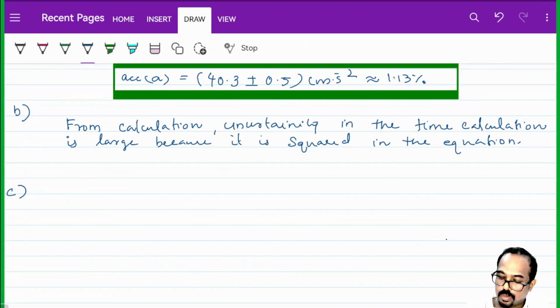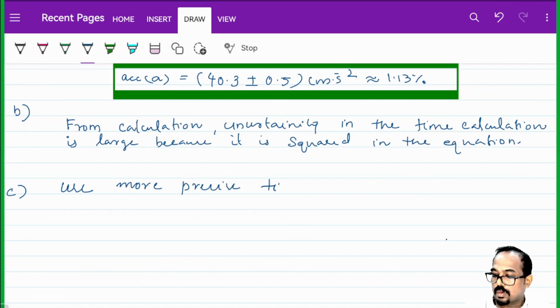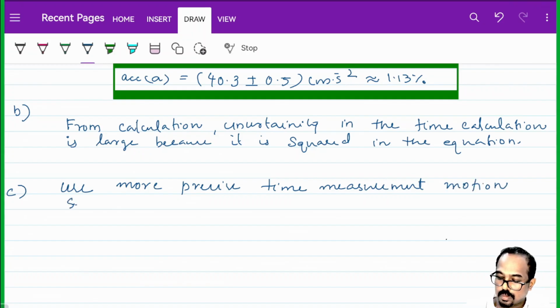So use a more precise time measurement, a motion sensor with higher time resolution.